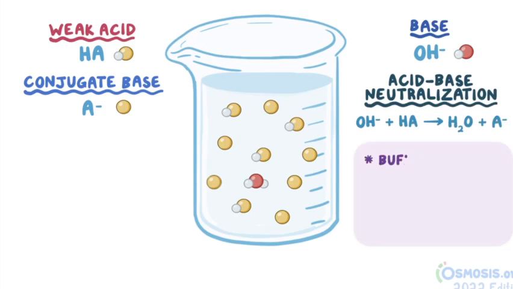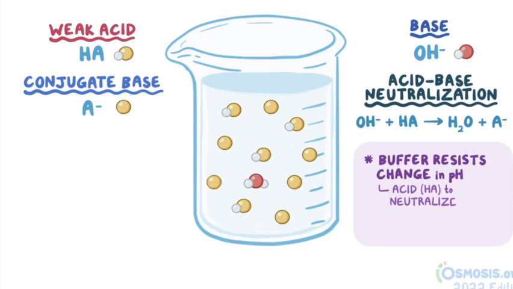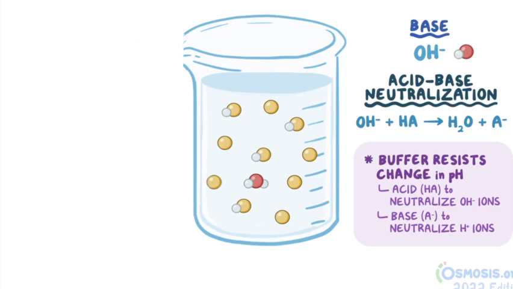Therefore, a buffer resists changes in pH because it contains both an acid, HA, to neutralize added OH- ions, and a base, A-, to neutralize added H+ ions. There are two ways to make a buffer solution.